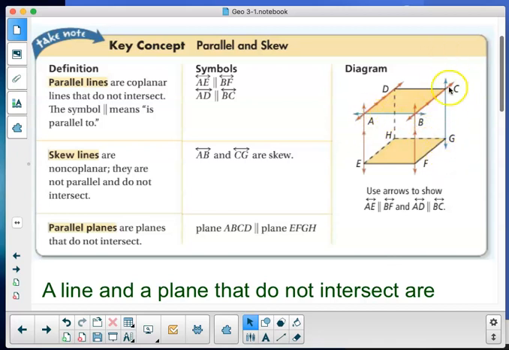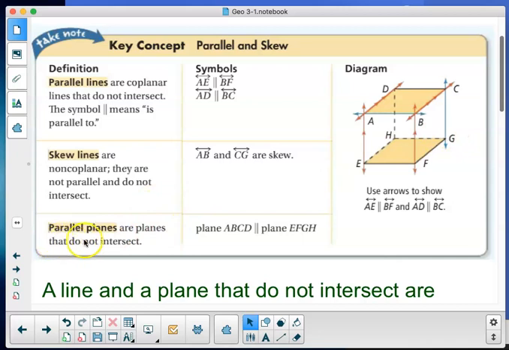AB and CG are skew. They are not parallel. AB is parallel to HG. AB intersects BF, and AB and DH, AB and EH, AB and FG are all skew lines.